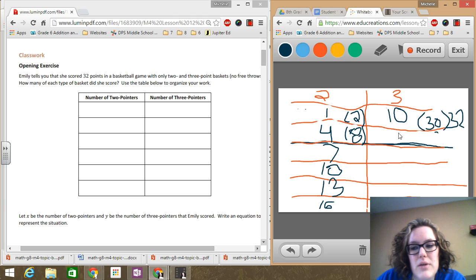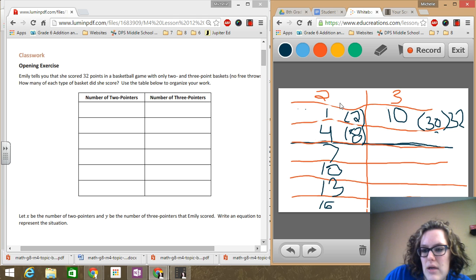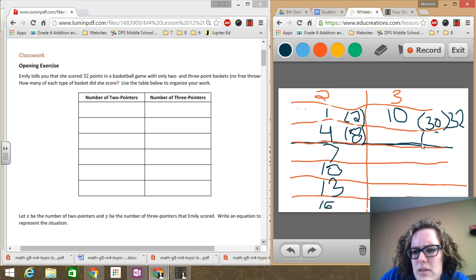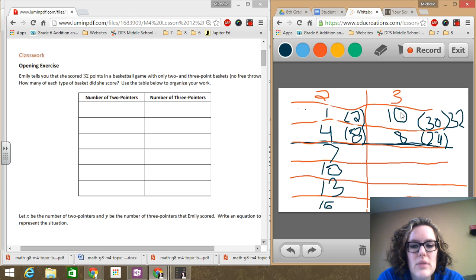So that would mean I would need to go 32, take away 8, which is 24 points. I would need 24 points here. So what number times 3 would give me 24? And I'm hoping you said 8. So here she made 4 2-point baskets and she made 8 3-point baskets. I'm going to go ahead and let you finish this chart out just the way I did it.